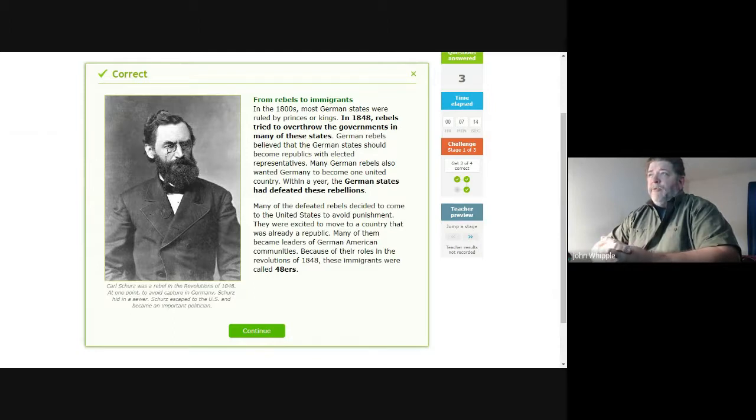Many German rebels also wanted Germany to become one united country. They all speak the same language. They should be one country. Within a year, the German states had defeated these rebellions. Many of the defeated rebels decided to come to the United States to avoid punishment. They were excited to move to a country that was already a republic. Many of them became leaders of German-American communities. Because of their roles in the Revolution of 1848, these immigrants were called 1848ers.